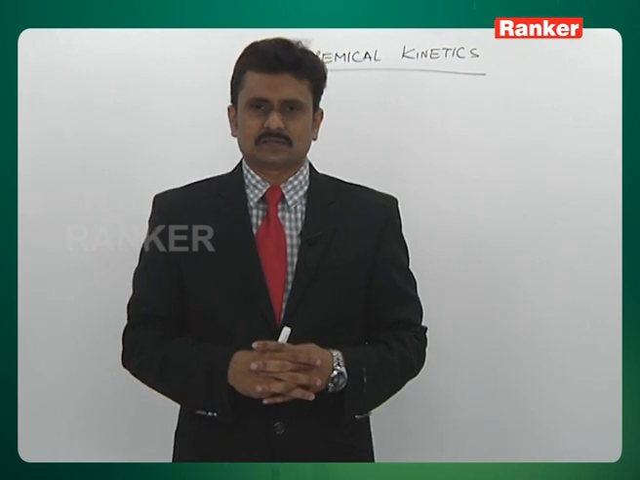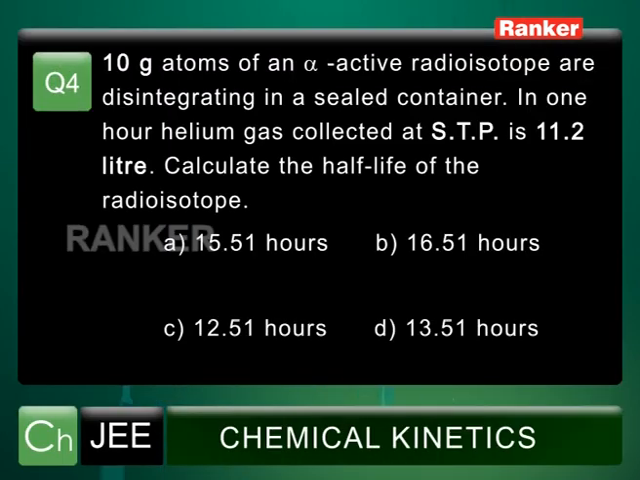You have 10 gram atoms of an alpha active radioisotope which are disintegrating in a sealed container. In 1 hour, helium gas collected at STP is 11.2 liter. Then you have been asked to calculate the half-life of the radioactive isotope.